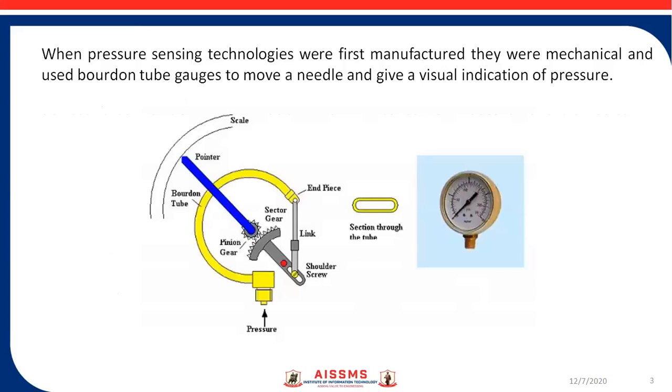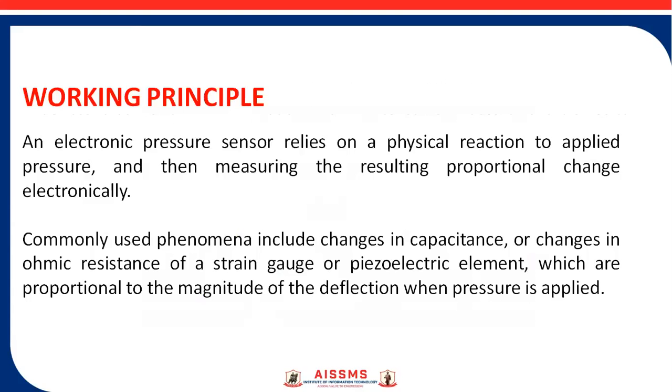When pressure sensing technologies were first manufactured, they were mechanical and used Bourdon tube gauges to move a needle and give a visual indication of pressure. Nowadays, we measure pressure electronically using pressure transducers and pressure switches. In recent years, pressure sensors have become digital, miniaturized, lower cost and lower power. These changes have increased sensor efficiency and performance.